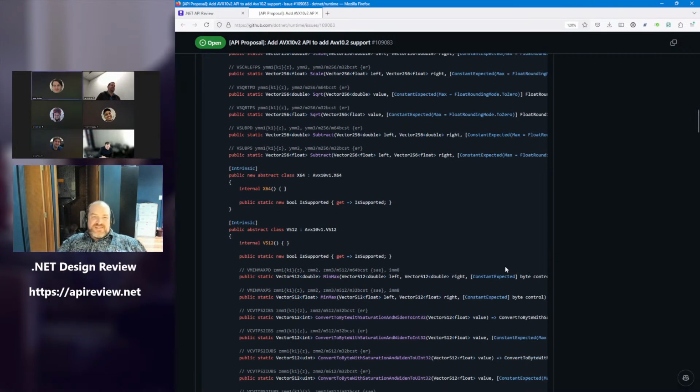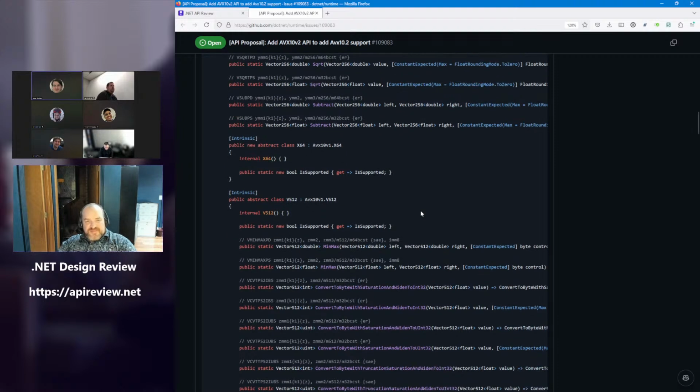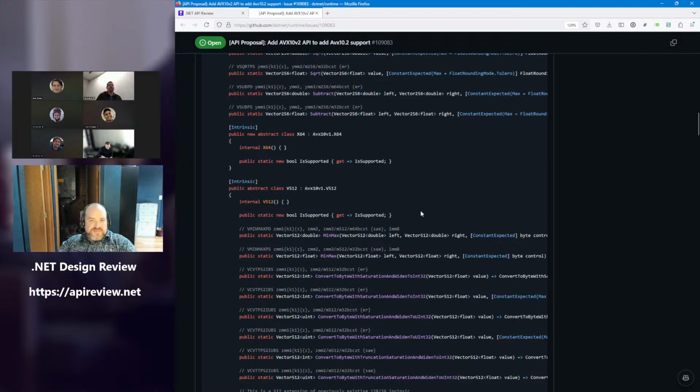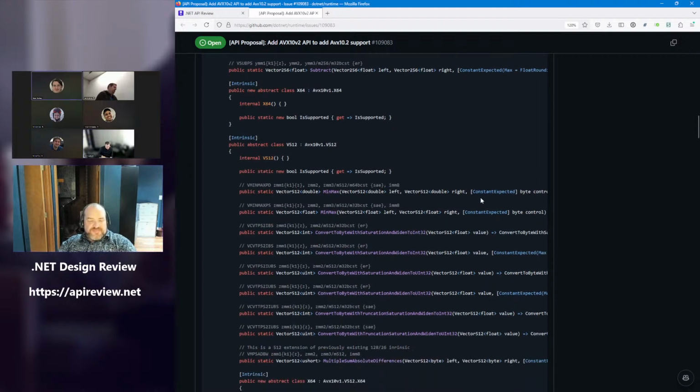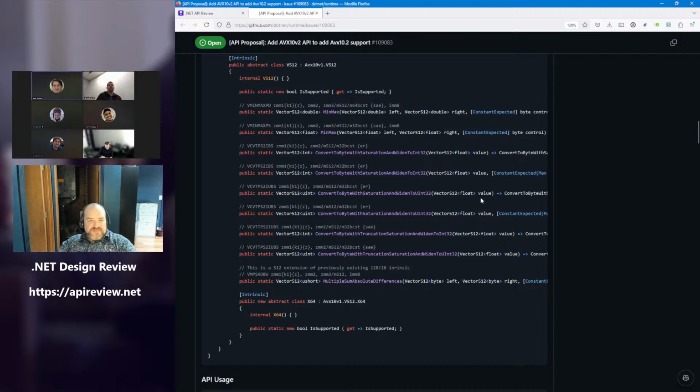All right. Is the x64 distinction going to make sense in the future for these, or are we adding it just because we're inheriting it from a lower ISA and need to intercept? Right, we need the IsSupported to be intercepted. That way, someone doesn't do avx10v2.x64.IsSupported and get the answer for 10v1, and think that avx10v2 is supported when it actually isn't. Fair enough. Good call. And then here's the v512 class that exposes the few new instructions.